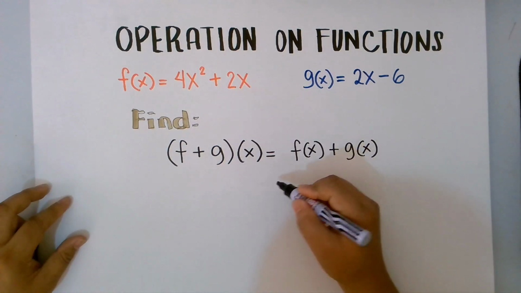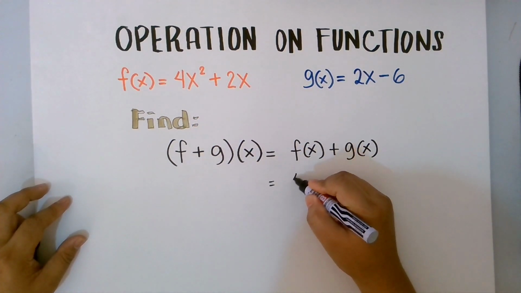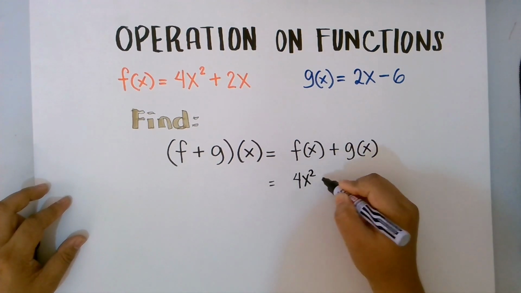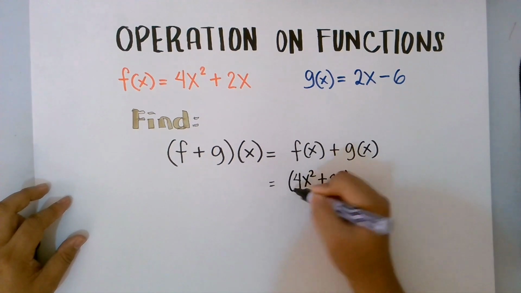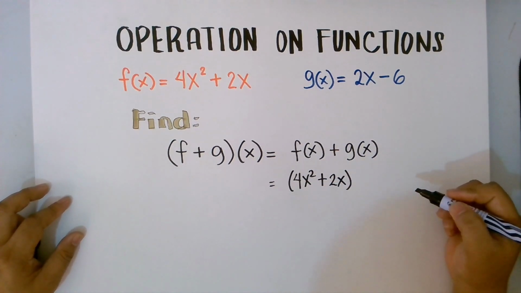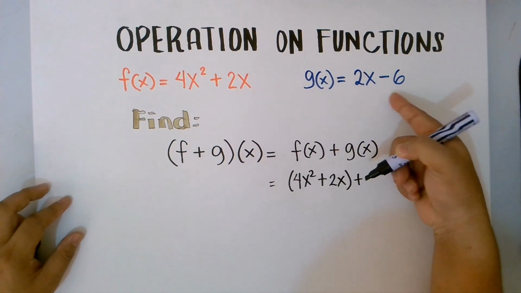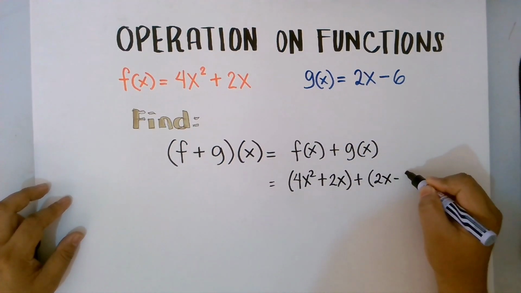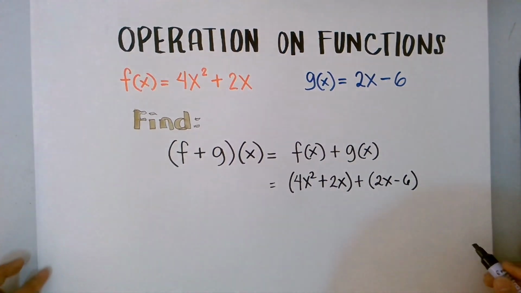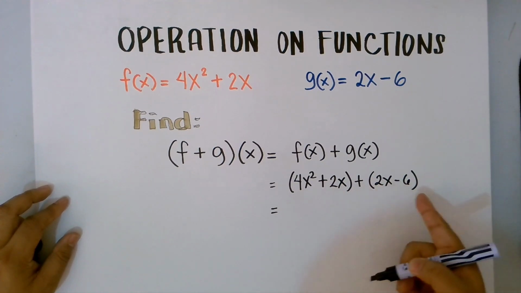So, isa-substitute lang natin or i-replace lang natin yung f of x ng given function niya, which is 4x squared plus 2x. Okay, lagyan natin sa loob ng parenthesis. Then plus, and the value of g of x is 2x minus 6, and it must be inside the parenthesis as well. Okay, the next step is we have to remove the grouping symbol.